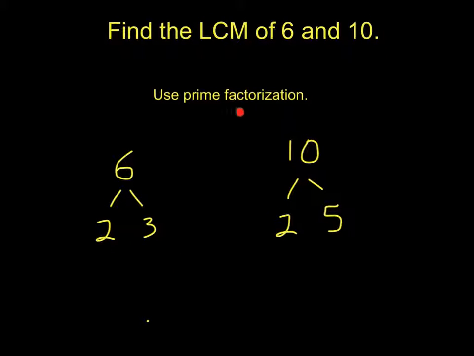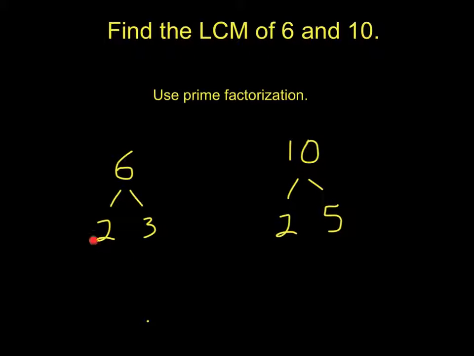We can also use prime factorization when finding the least common multiple. So here I've broken this down using the factor trees. So I've got 2 times 3 is the prime factorization of 6, and 2 times 5 is the prime factorization of 10. So now here's what I do to figure out what would be my least common multiple. I'm going to find each factor that appears in these, and I'm going to write it down the greatest number of times it shows up.